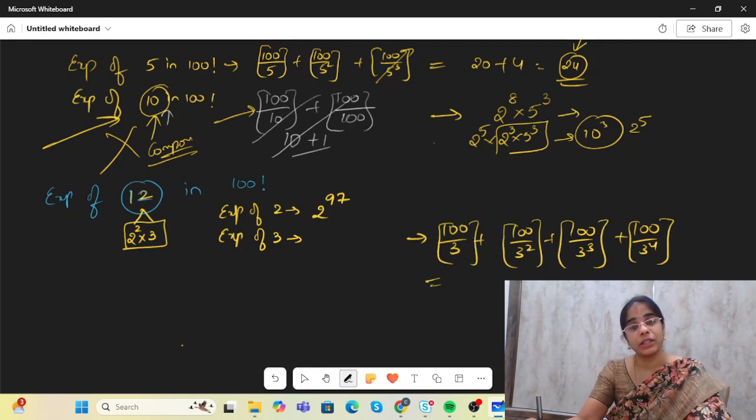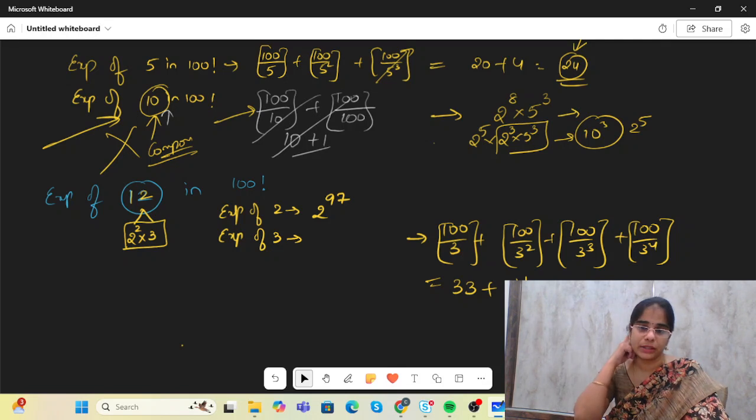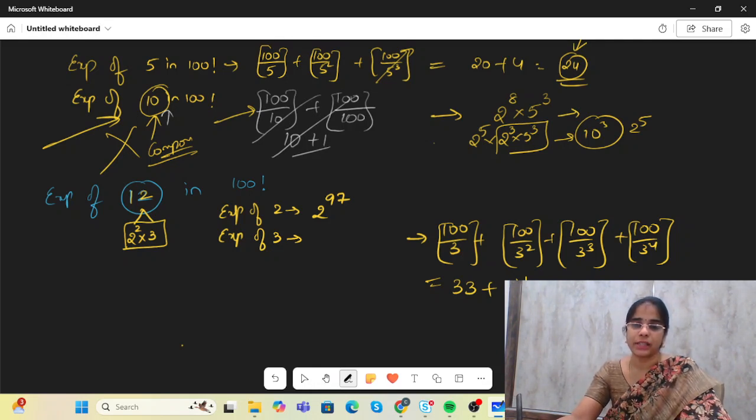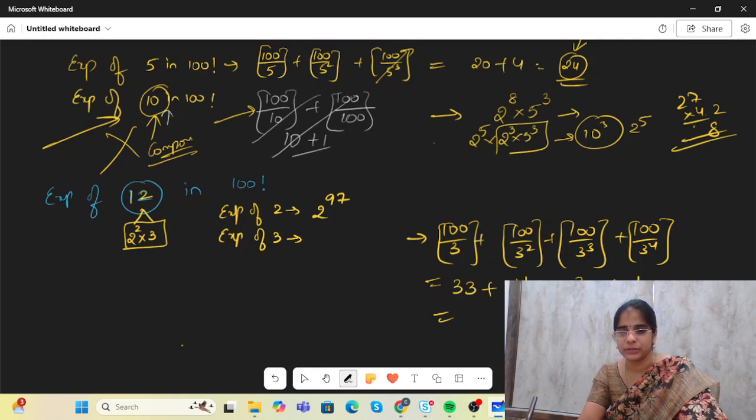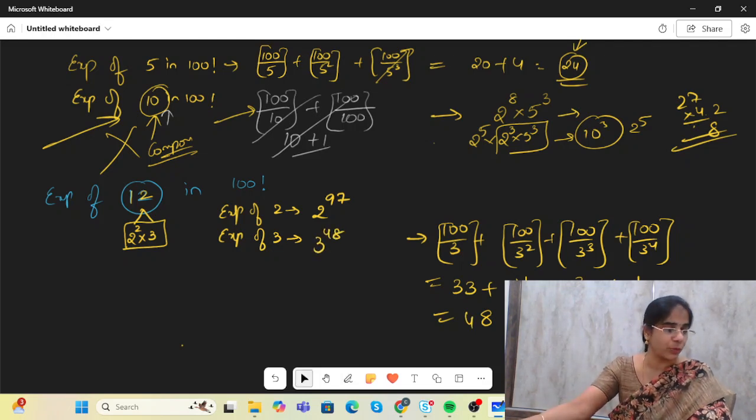So 100 by 3 is 33 point something, that is 33. 100 by 9: 9 elevens are 99, so 11 point something, hence it is 11 again. Then 27: 27 fours are 108, which is crossing 100, I cannot go. So that will be 3 point something, hence it is 3. And plus 100 by 81, that will be 1. So when I add all these, what do I get? 33, 11, 3 and 1 gives 48. 3 to the power 48 is what I got.